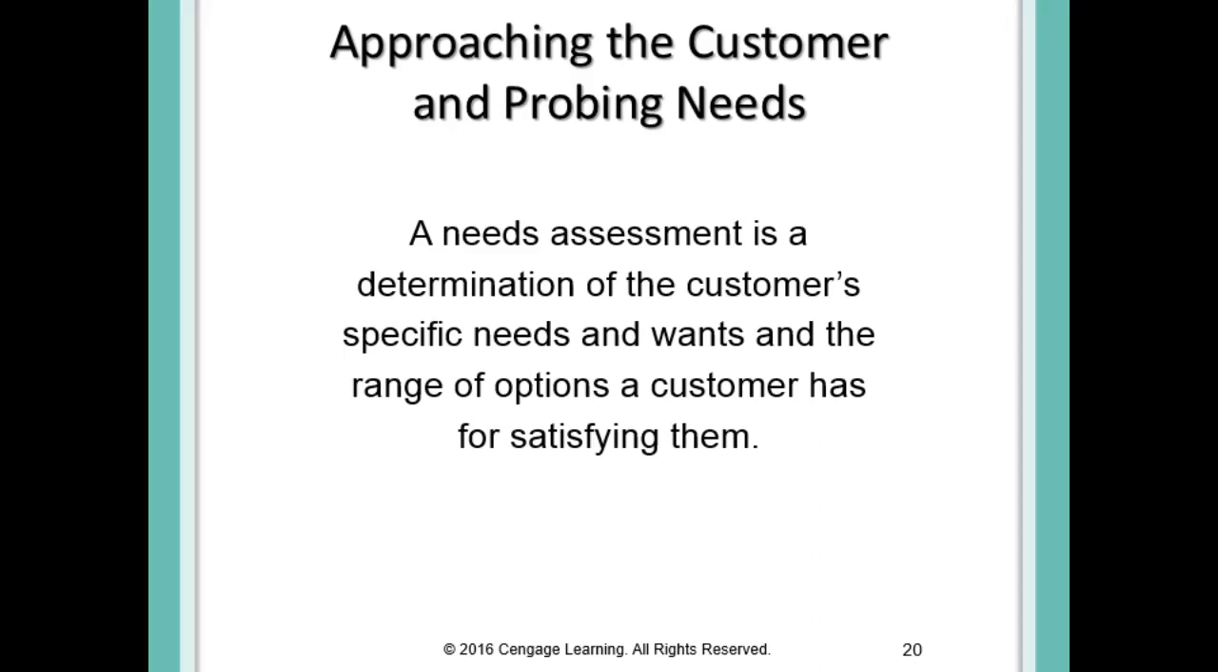All right. Your ultimate goal as a salesperson during this approach is to conduct an assessment to find out as much as possible about the prospect situation, their needs and wants, so that you can design your sales presentation based upon their individual needs and wants.